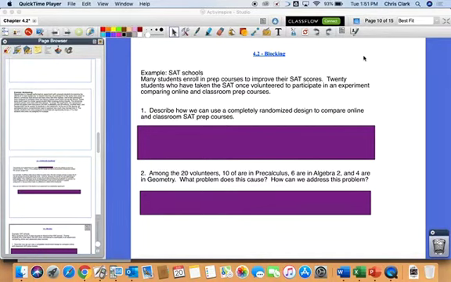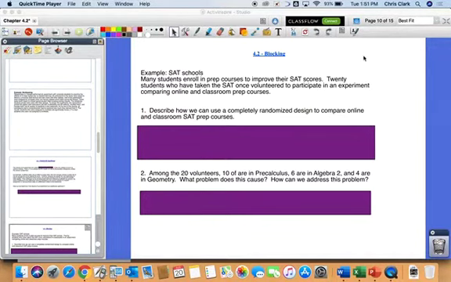And to kind of start this process off, we're going to lead with this example. We're going to stick with this example for a little bit in today's lesson, and then move forward and go back to the caffeine experiment, and then do another experiment at the end. So this example is SAT in schools.